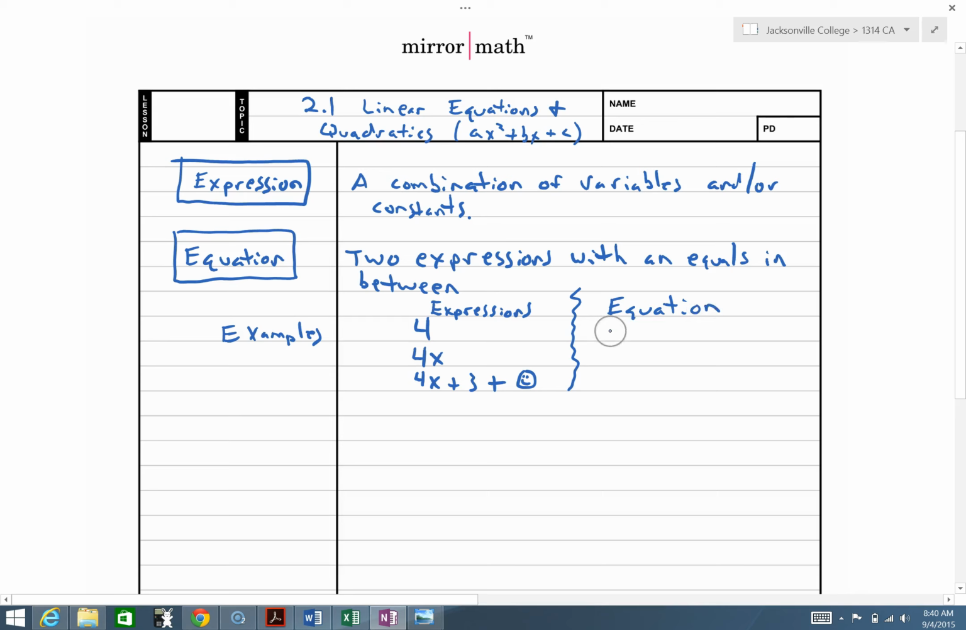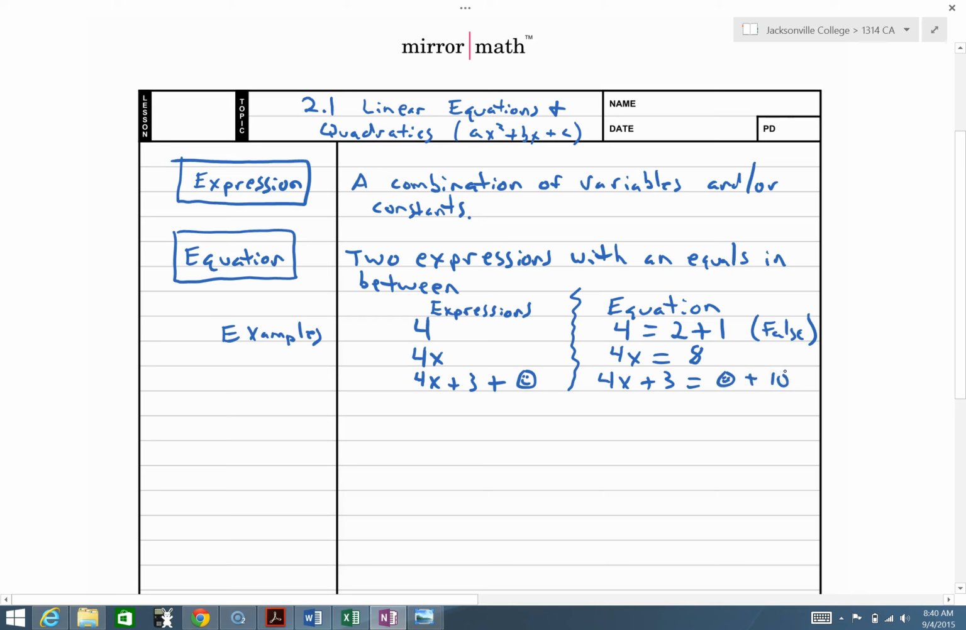An equation will have 4 on one side and perhaps 2 plus 1 on the other. Now you know that this statement here is false, but it's still an equation. It is not true that 4 is equal to 2 plus 1. This is an equation. It has an expression on one side, an expression on the other side, and equals in the middle. Equations can have variables. It could say 4x equals 8. And it could have other kinds of symbols like my smiley face here. It could be 4x plus 3 is equal to smiley face plus 10.